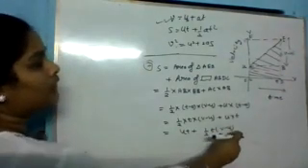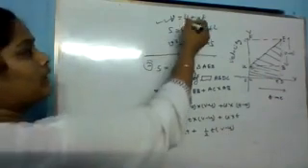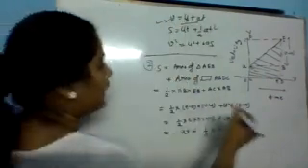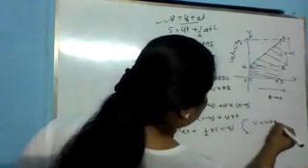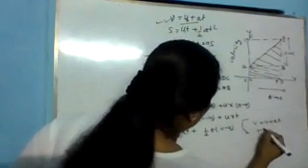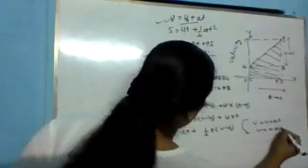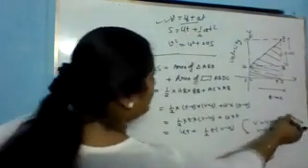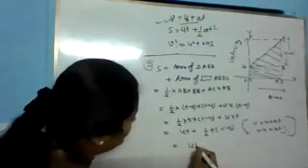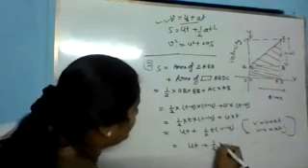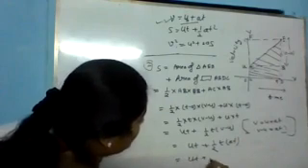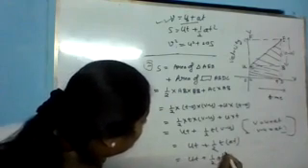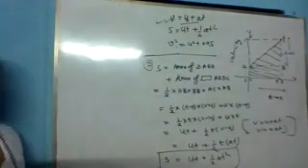Now we will put the value of v minus u from the first equation. You can see the first equation is v equals u plus at. That means we can put v minus u equals at. So just put it here: ut plus half t into at. So ut plus half at square.